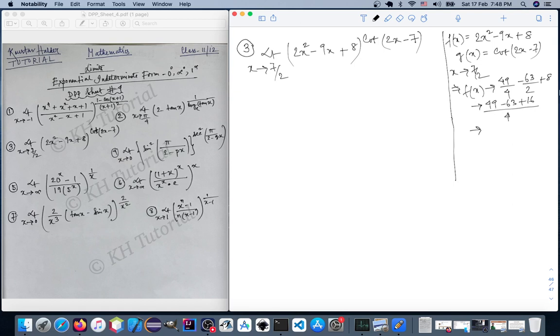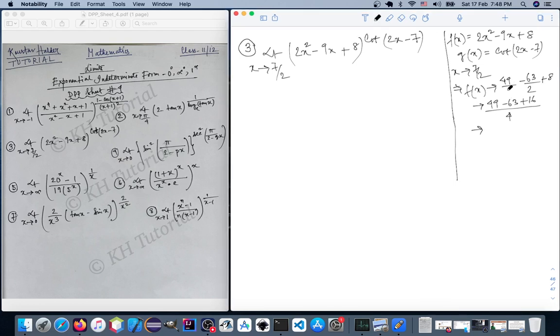7 by 2, 63 by 2, 16, 65 to 7 by 2, 49 by 4, 49 by, this will be 49 by 2. So this is 2. This equals 1.